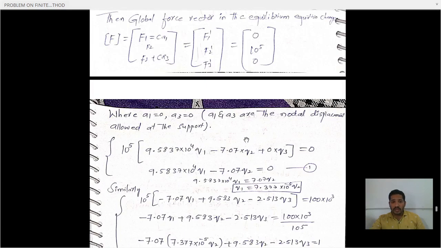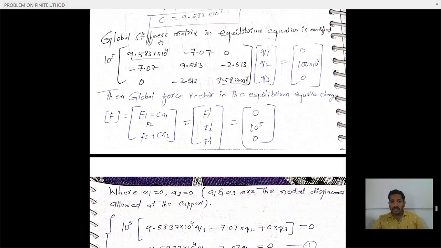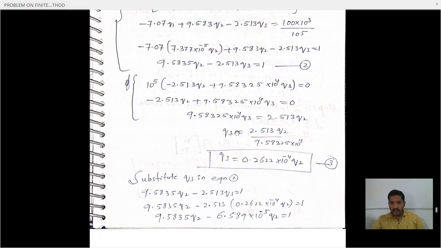Again the equation number 3, we need to follow the same concept, 10 power of 5 as it is, 0 into Q1 minus 2.513 into Q2 plus 9.5837 into 10 power of 4 into Q3 equal to 0. Clear? The same concept you need to follow here, minus 2.513 Q2 plus 9.58325 into 10 power of 4 Q3 equal to 0.